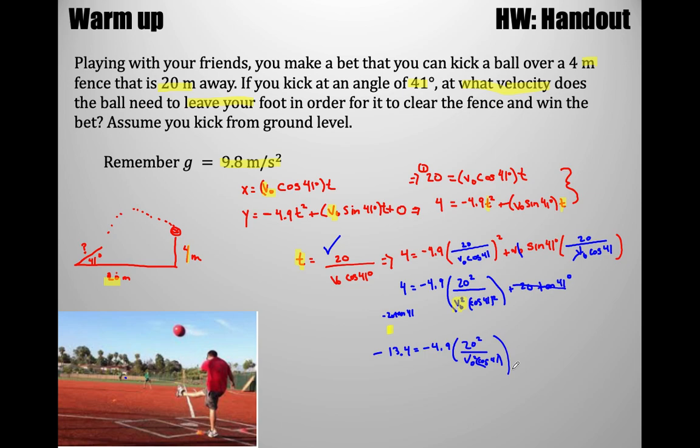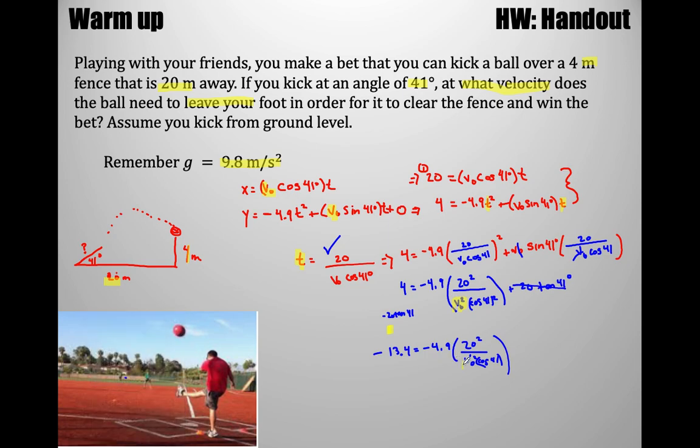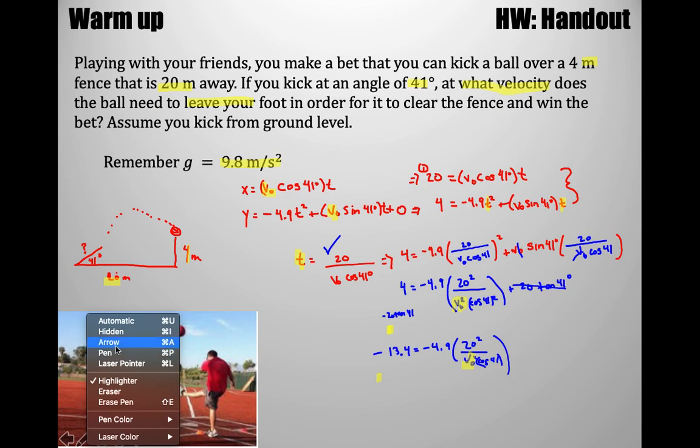So now, remember what I'm trying to isolate. Sorry, that's a little messy, huh? Remember, I'm trying to isolate my v sub 0, right? So I'm going to multiply both sides by v sub 0 squared.